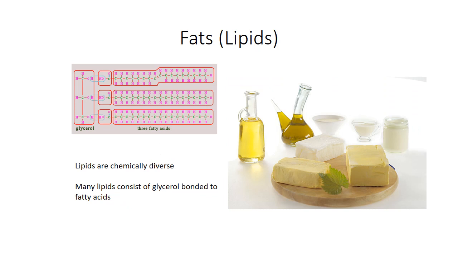Okay, and then fats or lipids, chemically very diverse. You see, carbohydrates are polymers of simple sugars. Proteins are polymers of amino acids. For lipids, you cannot say that. There is no single molecule which is a monomer of all lipids or all fats. Chemically very diverse. But many lipids have this formula shown in the upper left corner.